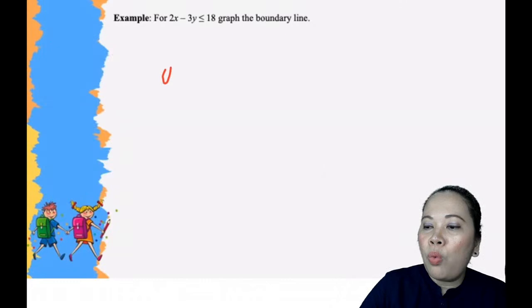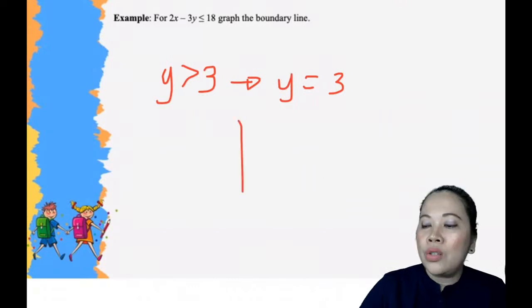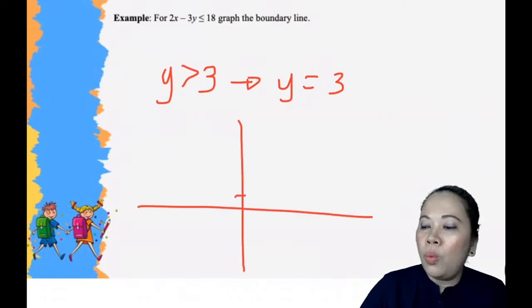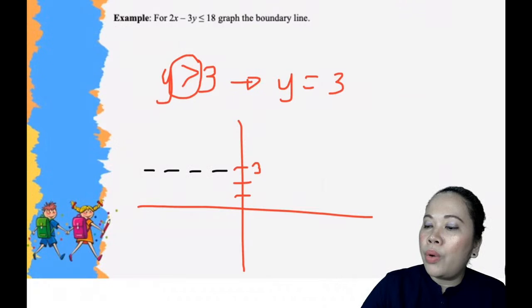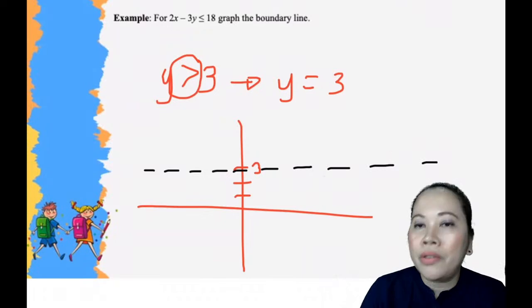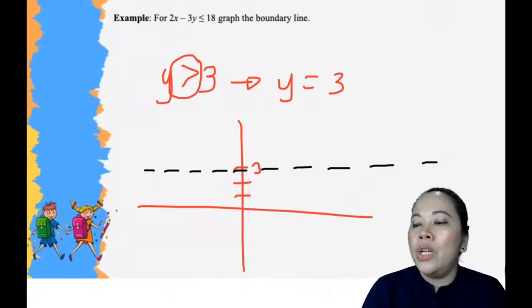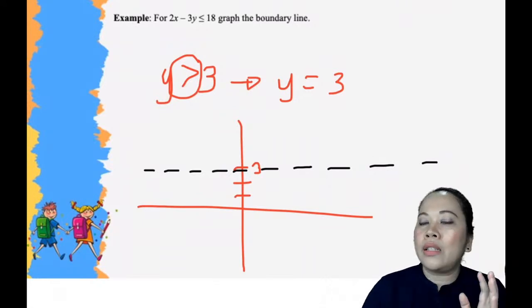So if you have y greater than 3, the first step is to find the line, the equation. So that's actually y equals 3, correct? From your graph, locate y, which is 3. And since the inequality is greater than, you have to draw a broken line. That means that 3 is not part of your solution, because 3 is not greater than 3. It is equal to. So it's a broken line.